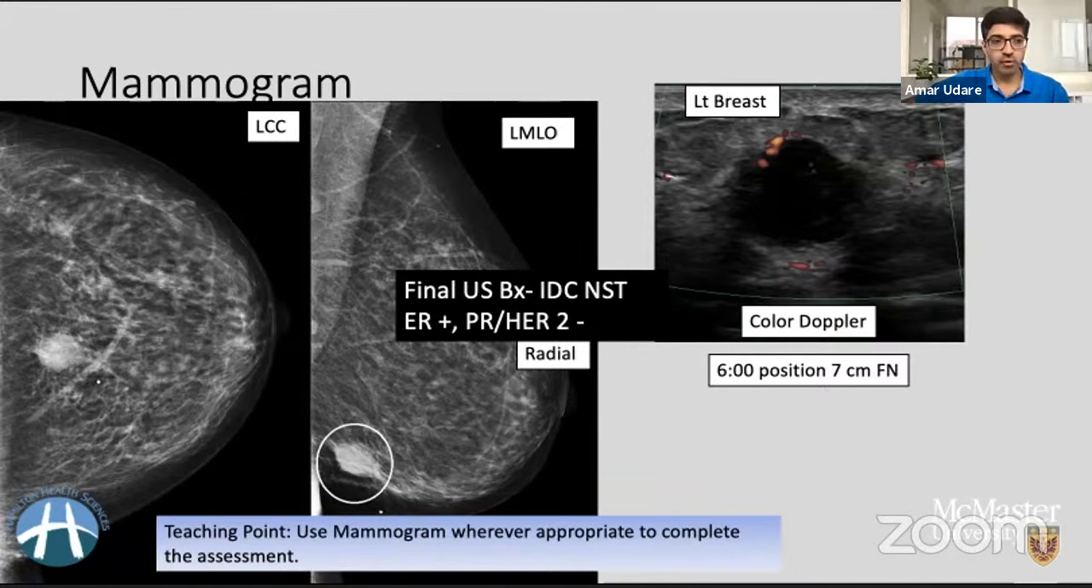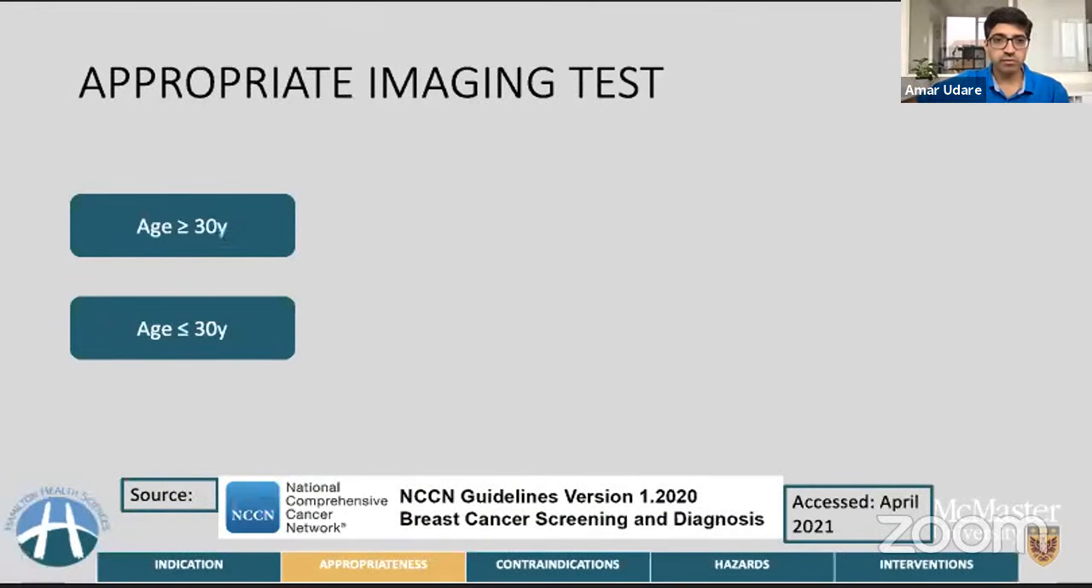So there is an important point to discuss with respect to this slide, which is what are the appropriate imaging tests when a patient comes to you with breast symptoms. This entire slide is designed based on the guidelines from NCCN. If you don't know what NCCN is, the National Comprehensive Cancer Network has these amazing guidelines on various problems in the entire body. They have guidelines for breast, pancreas, liver, everything. So this is version 1 2020, and this was accessed in April 2021.